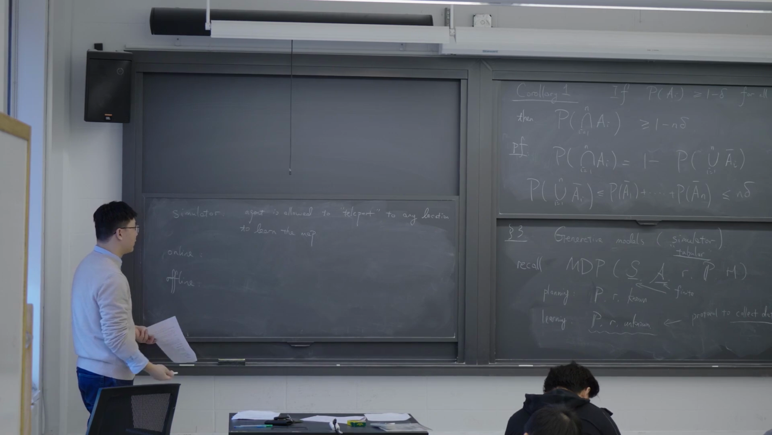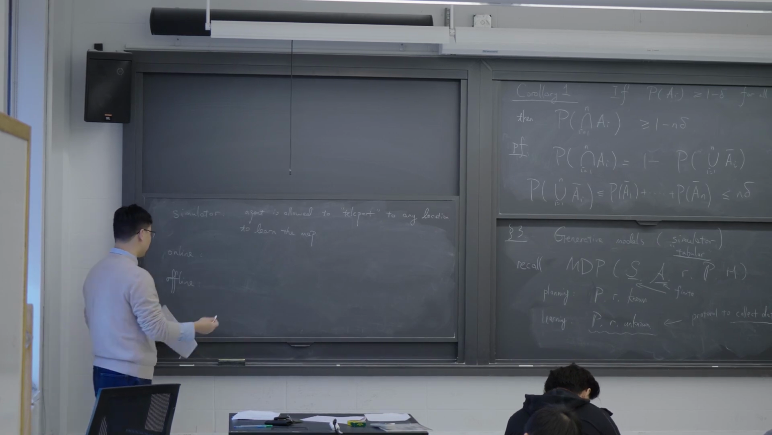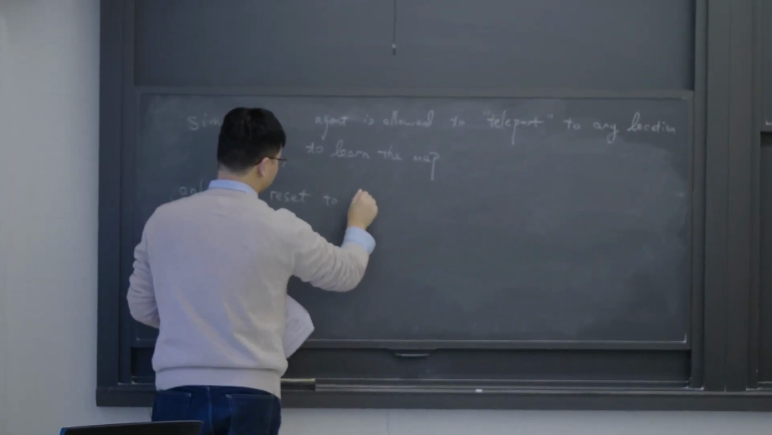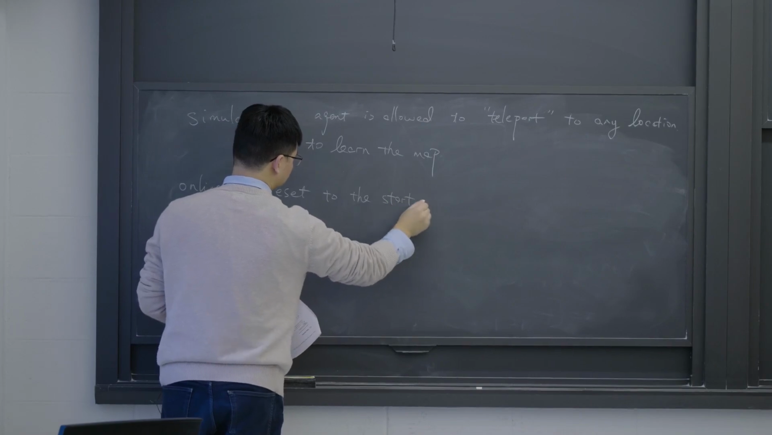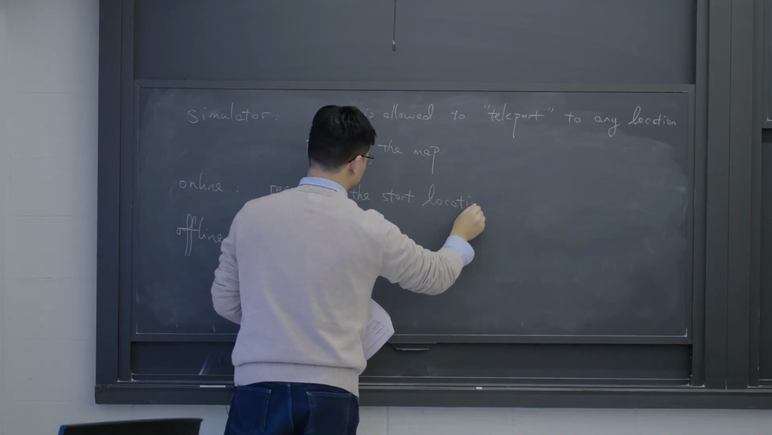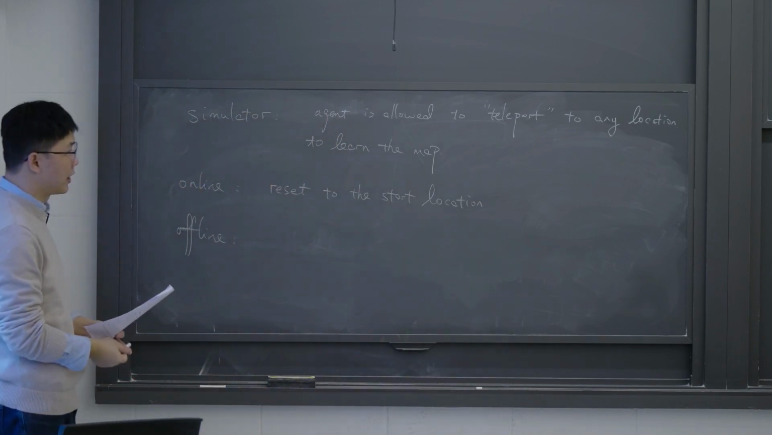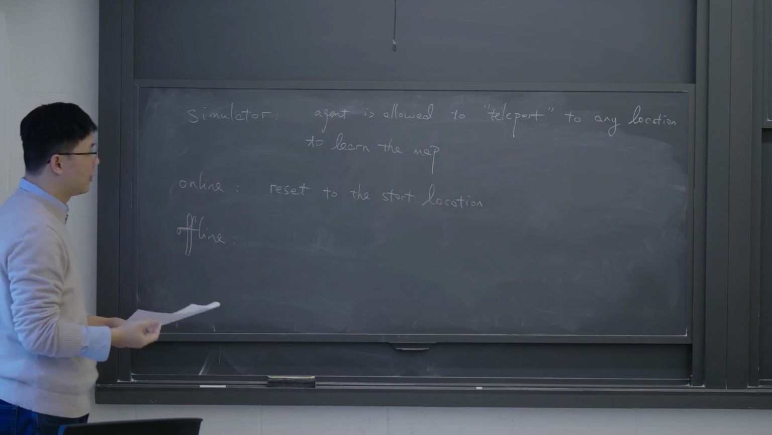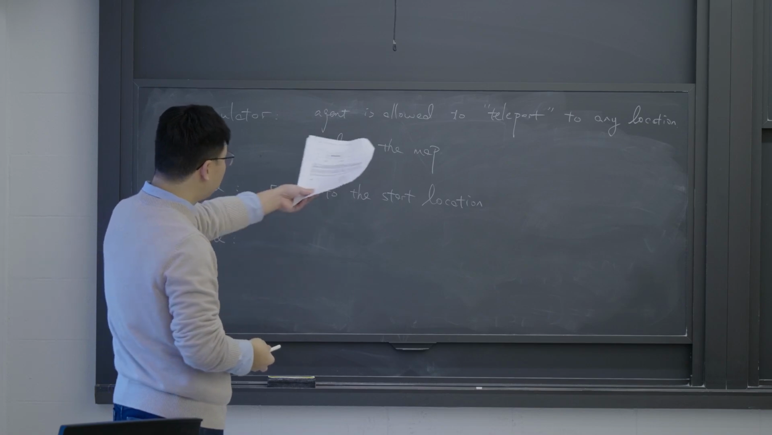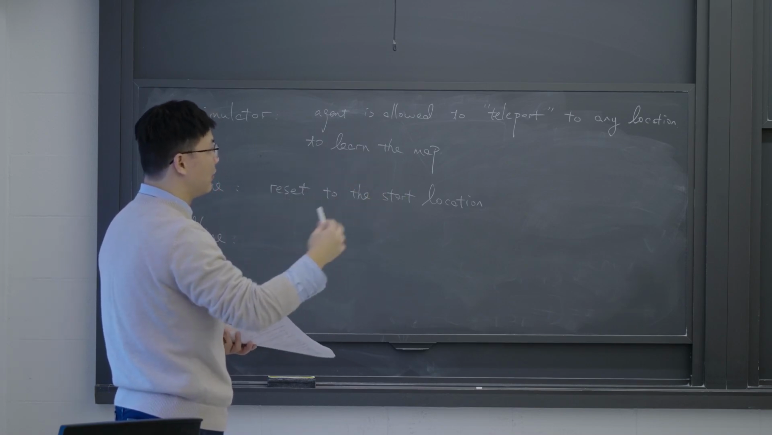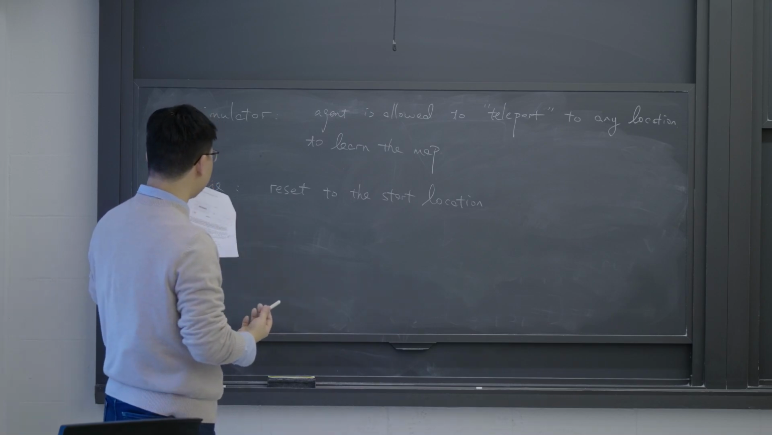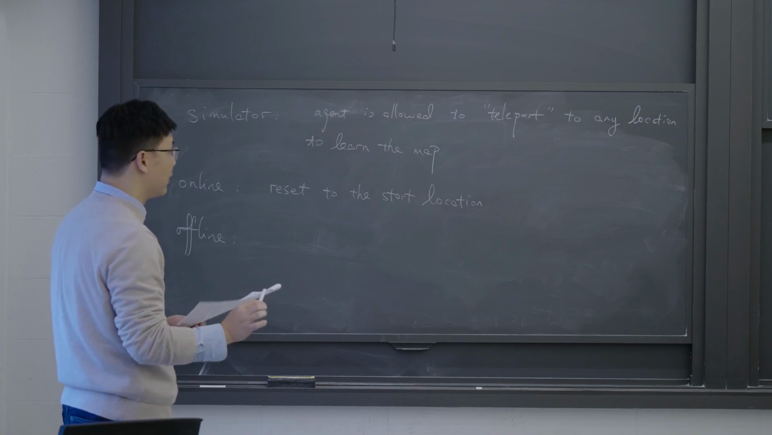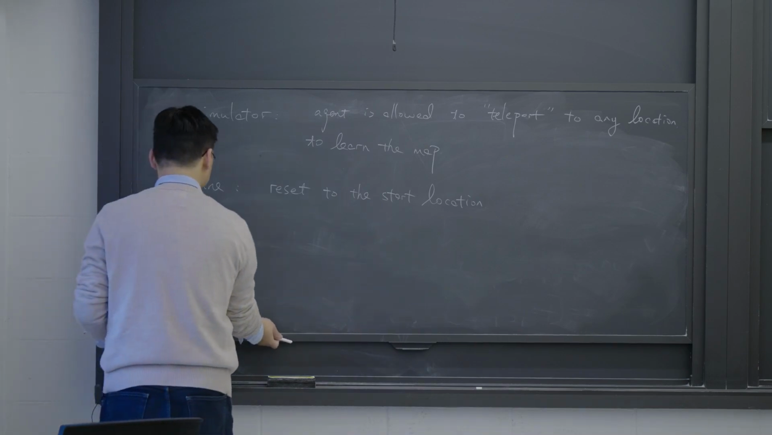In the online setting, you are no longer allowed to teleport to any location. You have to reset to the start location. This is more challenging because every time you want to reset, you have to go from the very beginning. If you're allowed to teleport, scanning through the map is pretty trivial: you just query all the possible states. But in the online case, even reaching some states is not trivial. You need a reasonable policy so that you can reach some locations of the states.